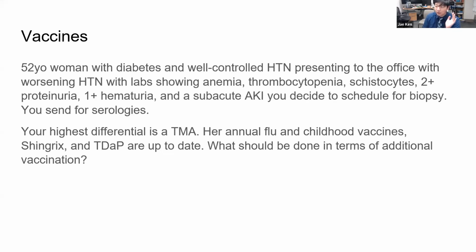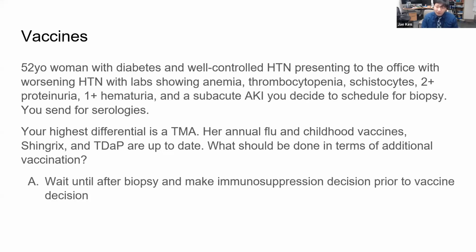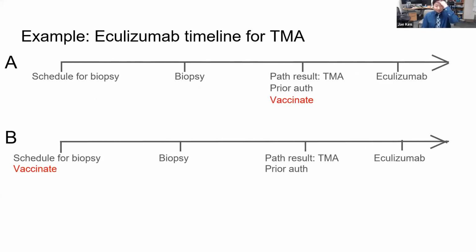And I'm going to present 2 very simplified scenarios. Wait until after biopsy and make the immunosuppression decision prior to the vaccine decision, or give some of these vaccines now: PCV20, Hib, MenB, and MenACWY. All right. So in scenario A, we're scheduling for a biopsy. You get the biopsy and you get the path result. It confirms your suspicion of a TMA, and you decide to vaccinate against all those encapsulated organisms while we're waiting on the prior auth for eculizumab.